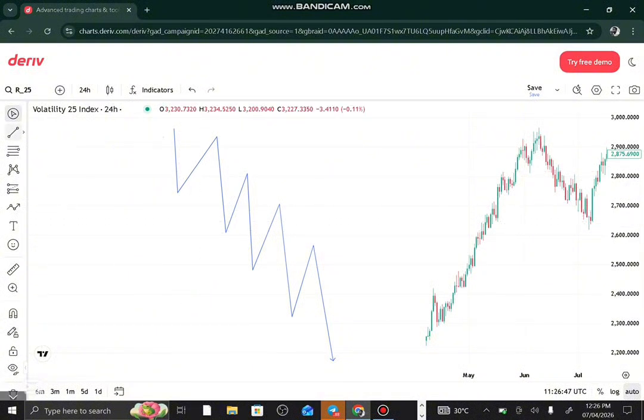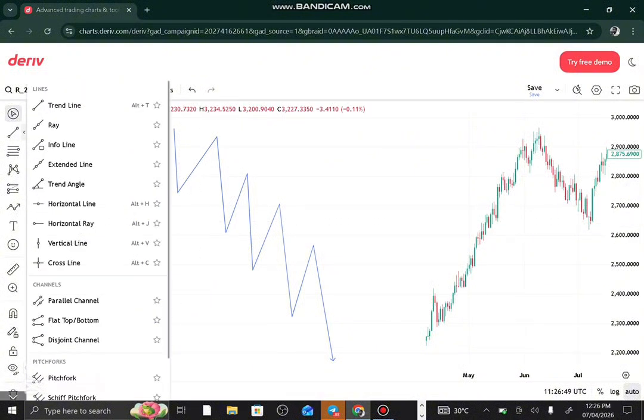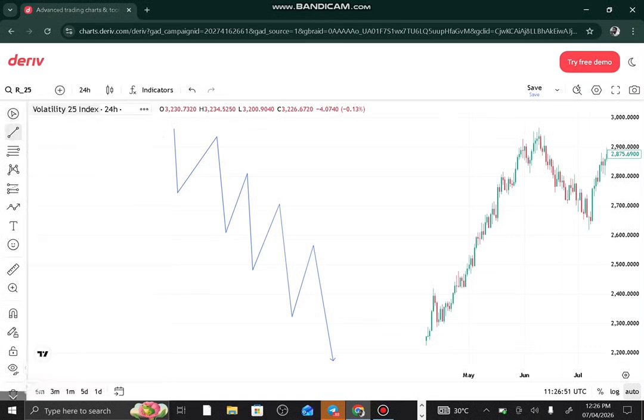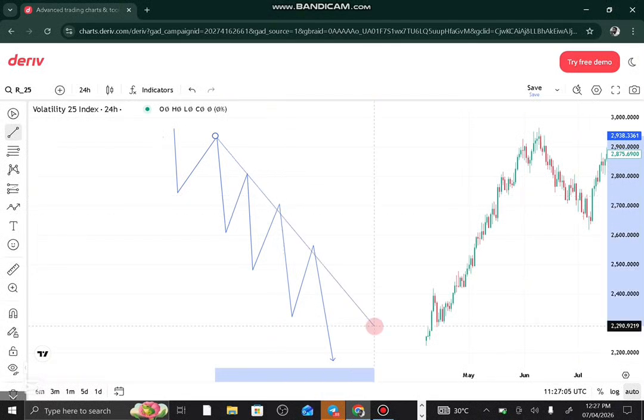All right, let's connect our point A, point B and point C. I say our point A is our initial stage, and our point B is our establishment stage. Then our point C is the confirmation stage, and in our confirmation stage, that's where we take our entry.